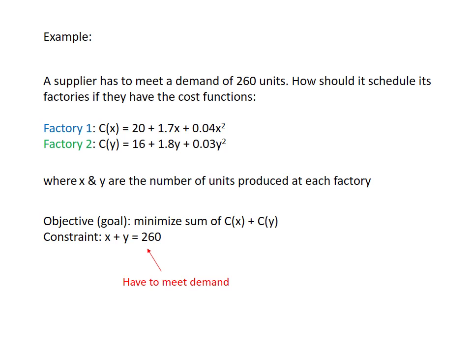However, we have a constraint on the system. We have to make sure that x plus y equals 260. In other words, we need the cumulative output from both these factories to equal demand. And so we can't just set x and y both equal to 0. We're trying to minimize the sum of C of x plus C of y using some combination of x and y that equals 260.